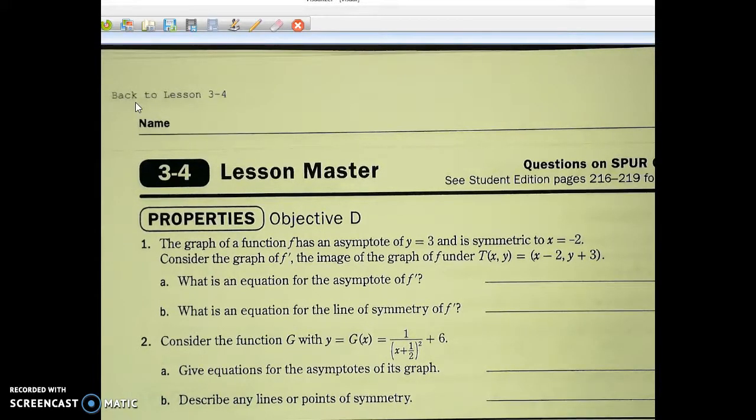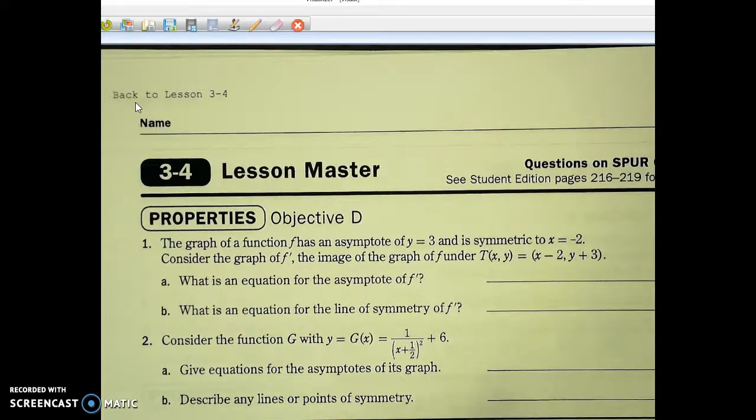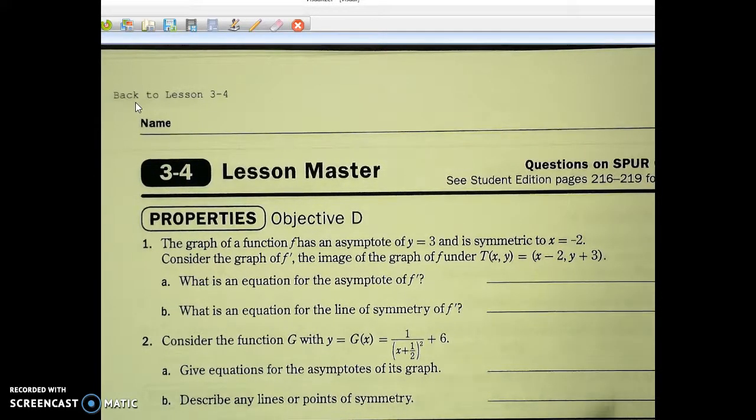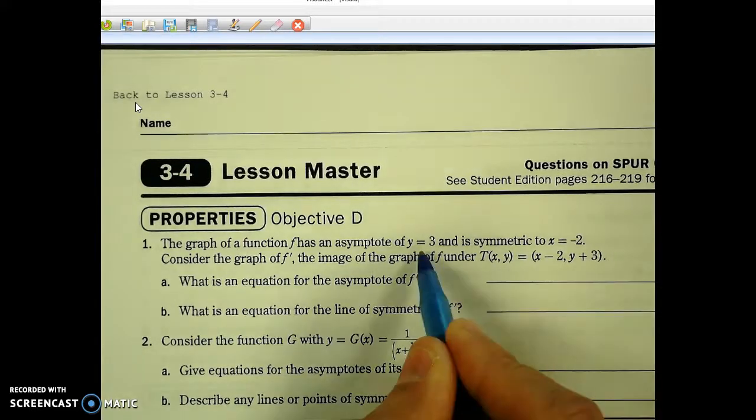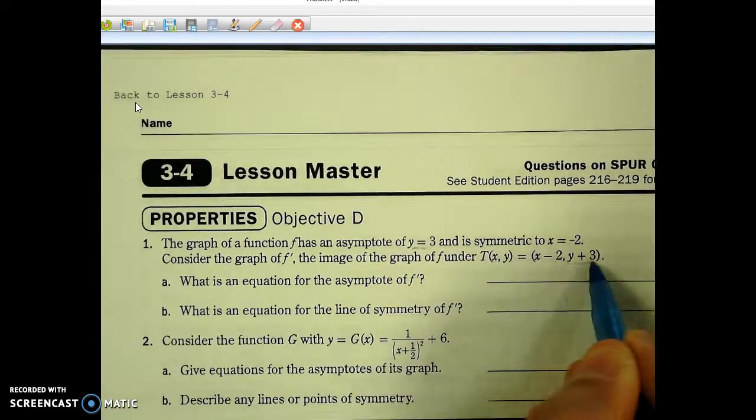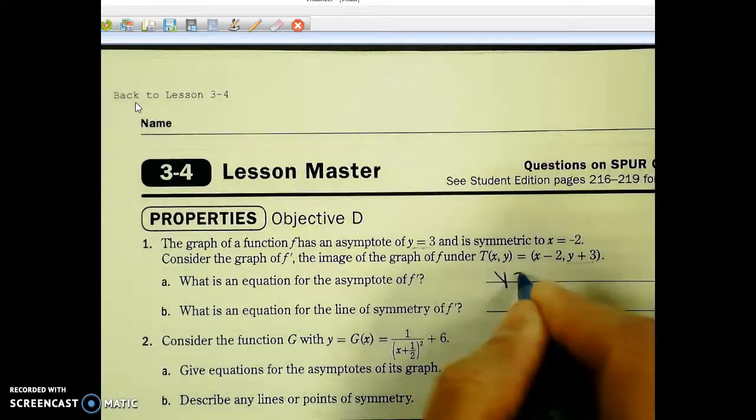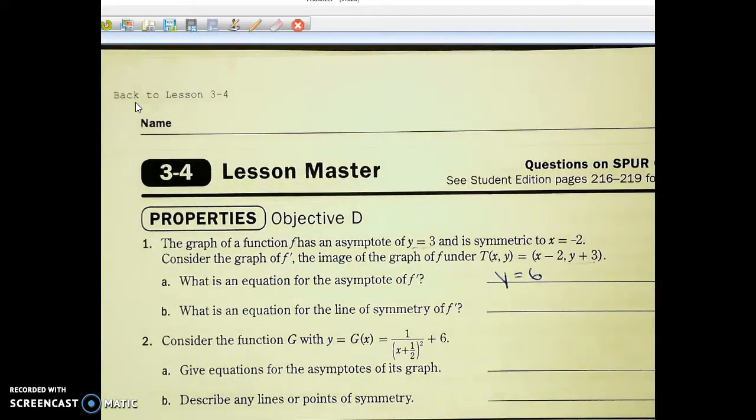So I have an asymptote of y equals 3, and I'm supposed to apply this translation rule. So all I'm going to do is take my y and I'm plugging it in here, so that means I just get y is equal to 6.